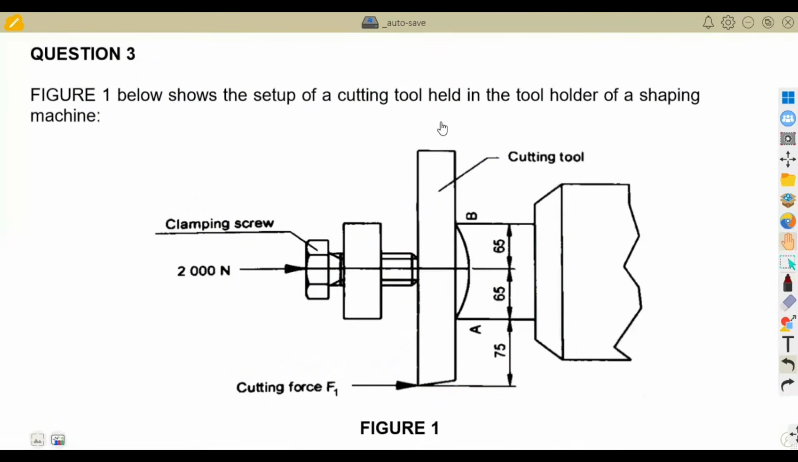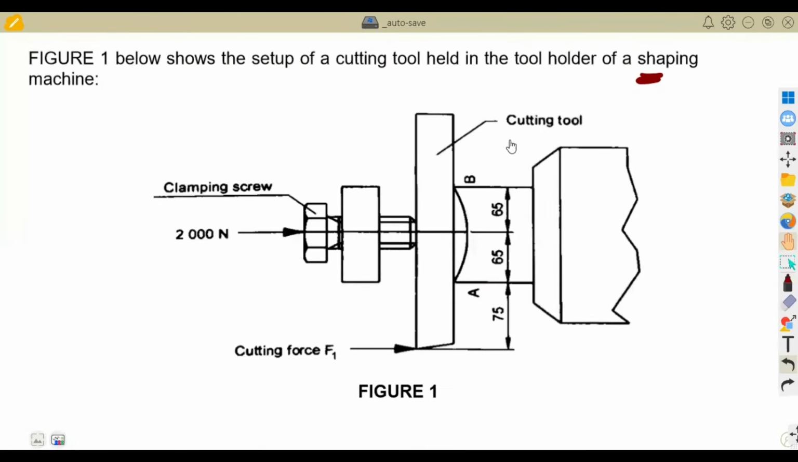We are given Figure 1 below, which shows the setup of a cutting tool held in the tool holder of a shaping machine. All right, so there we are given a shaping machine. That's the cutting tool here that is held together, the clamping screw, and also the cutting force, which is F1. I mentioned this before, so we're not going to waste much time. Let us quickly check out the questions we're given.